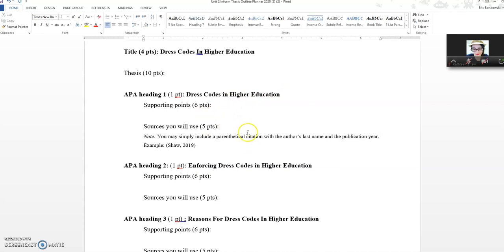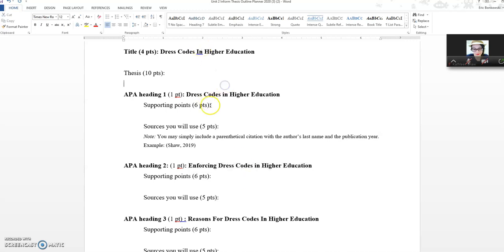Because each of these APA headings is going to be a section of your paper. I have a feeling that this one is going to be one of my longer sections. This is going to be a longer section. I might not have a lot to say about this, so this might be a shorter section. And I'm going to think about what points I can include in each of these. And those points will likely become paragraphs.